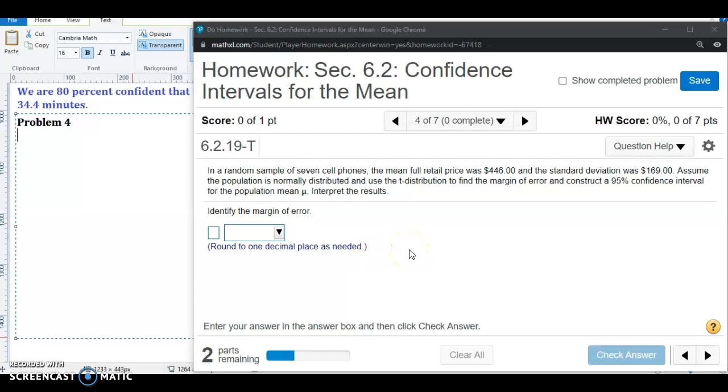In the previous video, we didn't quite finish the last example, so we're going to go ahead and do a couple more examples from section 6.2 in this video.